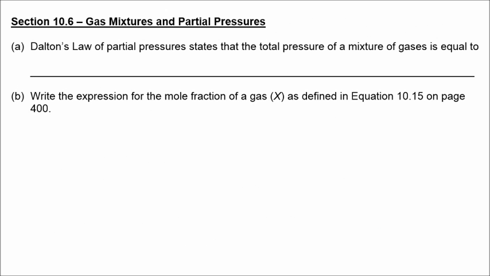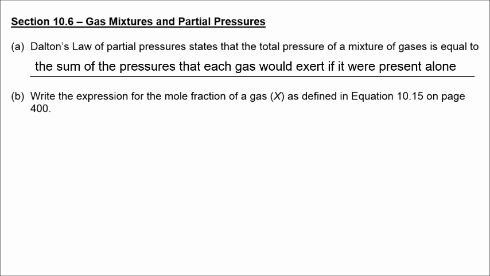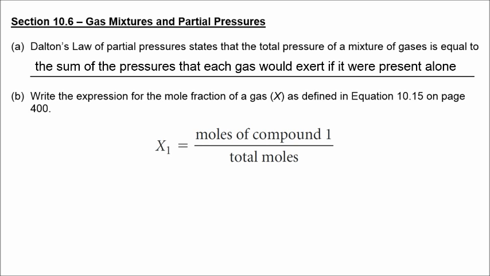All right, on to section 10.6, gas mixtures and partial pressures. Dalton's law of partial pressures states that the total pressure of a mixture of gases is equal to the sum of the pressures that each gas would exert if it were present alone. And on page 400, we have an expression for mole fraction, which is a ratio of the part divided by the whole. So this fraction would be moles of a particular compound divided by total moles.